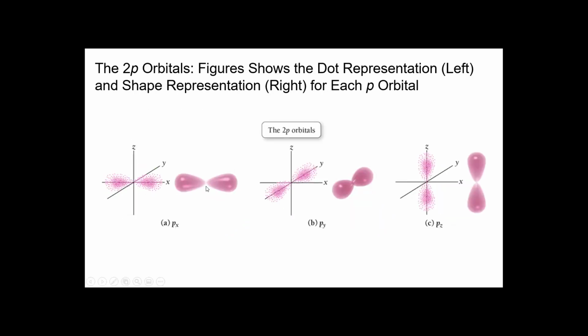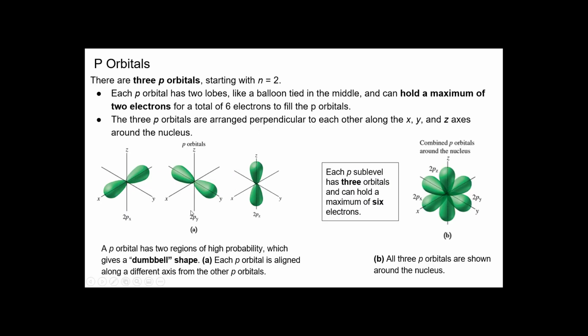There's a dot representation, and usually we draw them like this, which means the same thing if you overlap them. There are 3 p orbitals starting with n equals 2. Each p orbital has 2 lobes. There we go, lobes. I forgot all about this. Like a balloon tied in the middle. That's where I got that from. And each can hold a maximum of 2 electrons.